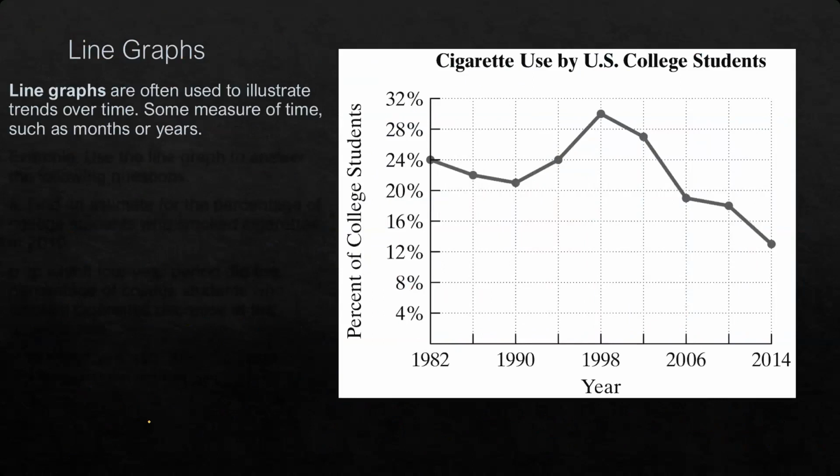So what we notice is that with this particular graph, we have a continuous graph, so there are no gaps, and this is usually over some period of time. And you're probably wondering, well, how is that different from the previous example?